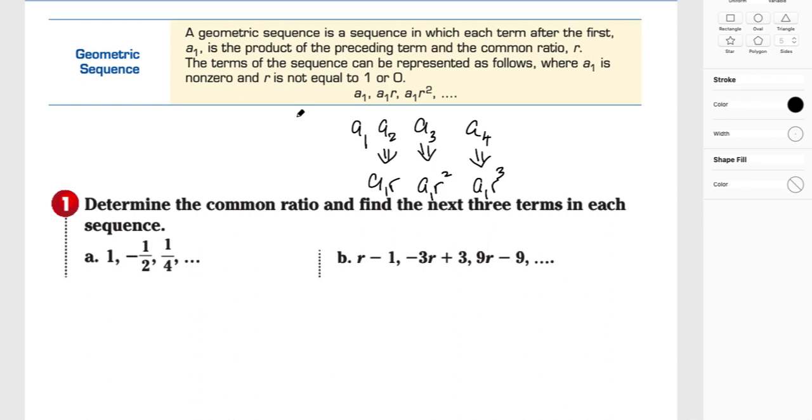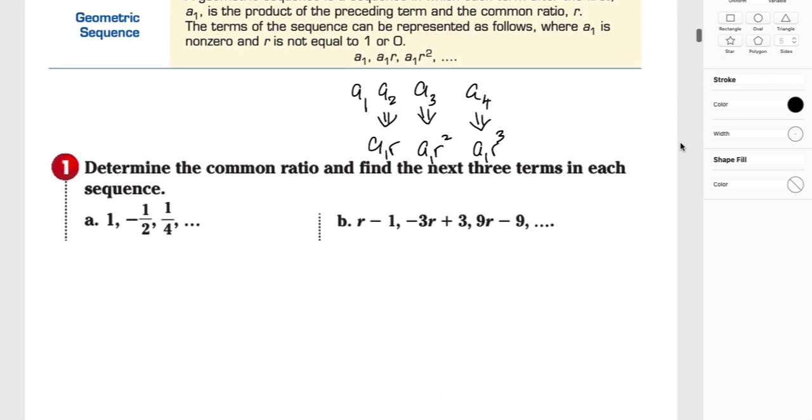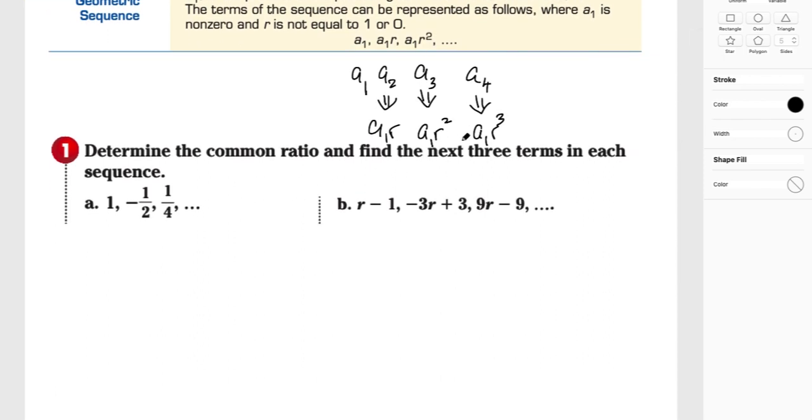You see the process, and you see how you can probably quickly find what the nth term is. We'll talk about that soon. So determine the common ratio and find the next three terms in each. We're good at it. We can do the common ratio.